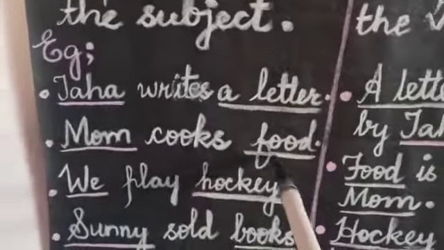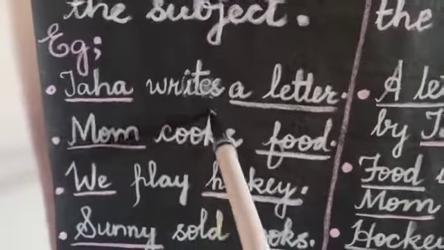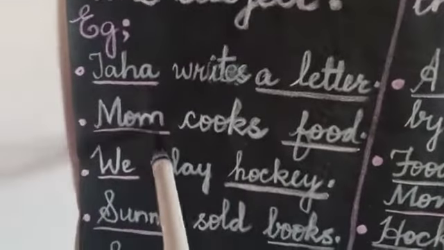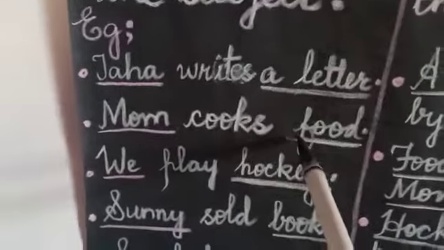Mom cooks food. Here mom is the subject. She has done this action. She is the doer of this action, cook. So we can say mom cooks food. It is in active voice.